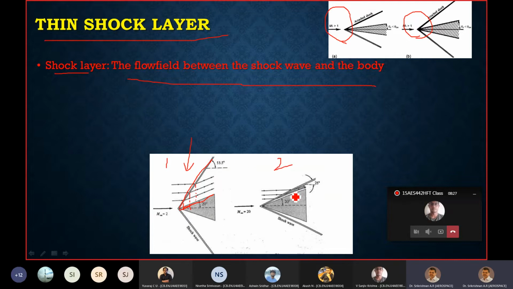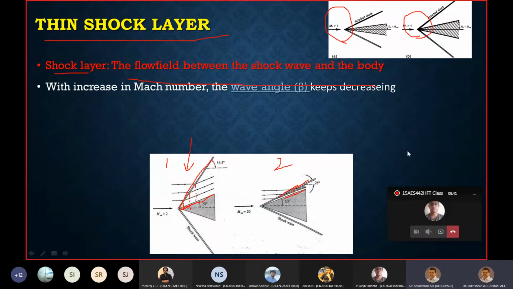In the second picture you can see that this is the shock wave and this is the surface. So what we mean by shock layer is again the region between the two. So shock layer is the flow field between the shock wave and the body. Now, with increase in Mach number, you should again recall from hypersonic, compressible flows, that the wave angle keeps decreasing.